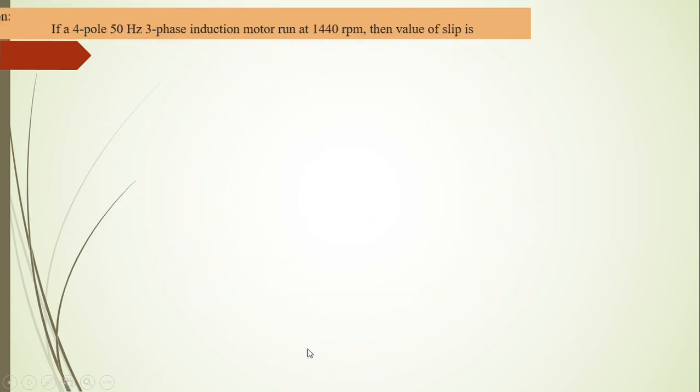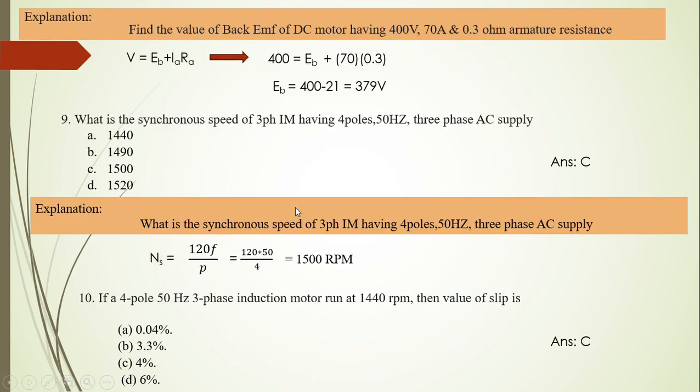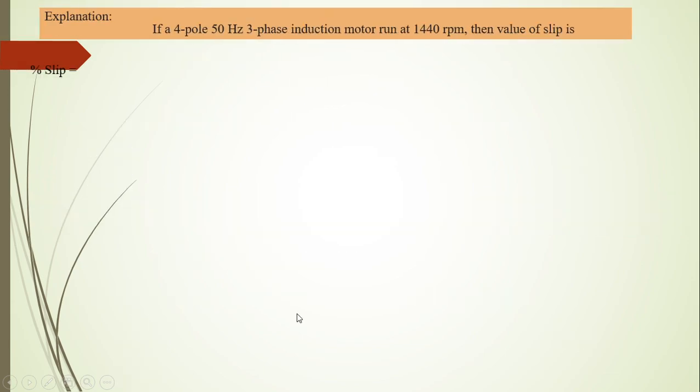the equation to find the value of slip. Percentage slip is equal to (Ns - N) divided by Ns, into 100. So first we have to find the value of Ns. Already we discussed this in the previous slide. The value of Ns can be taken from the equation 120 f by P. So here also we have the same frequency 50 Hz, and the same number of poles, 4 pole. For the 10th question also we have 1500 rpm of synchronous speed. So we can use the same synchronous speed to get the value of slip.